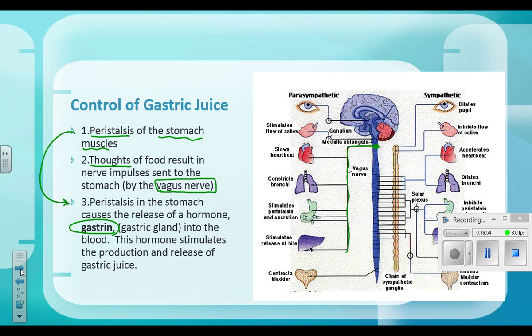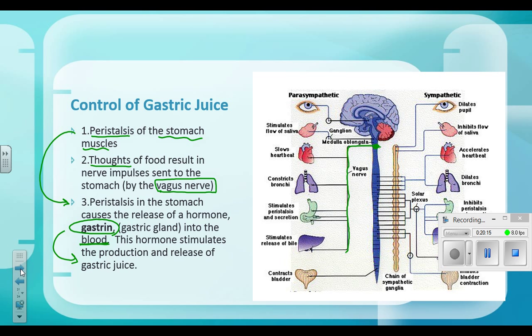Now, is this the only hormone? No. This is the one that I want us to focus on. It's coming from your gastric gland, and it is going into your blood. And what does it do? It stimulates gastric juice to be produced.